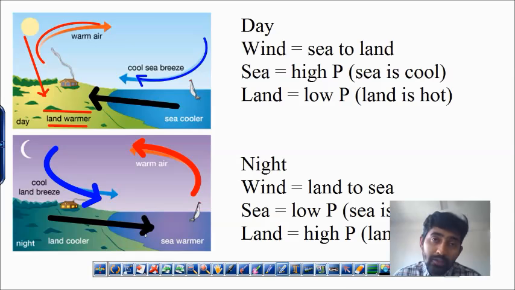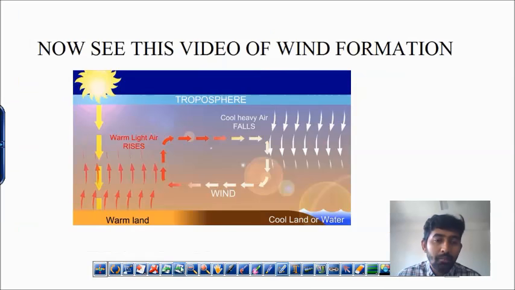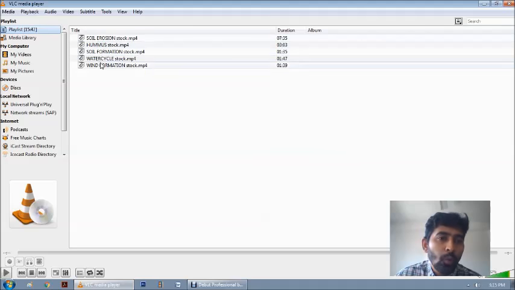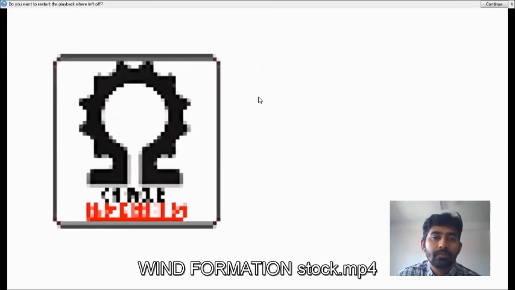I hope I was able to explain it to you nicely, but still, there is one more option where I'm going to show you a video. See carefully and understand for yourself how wind is formed.